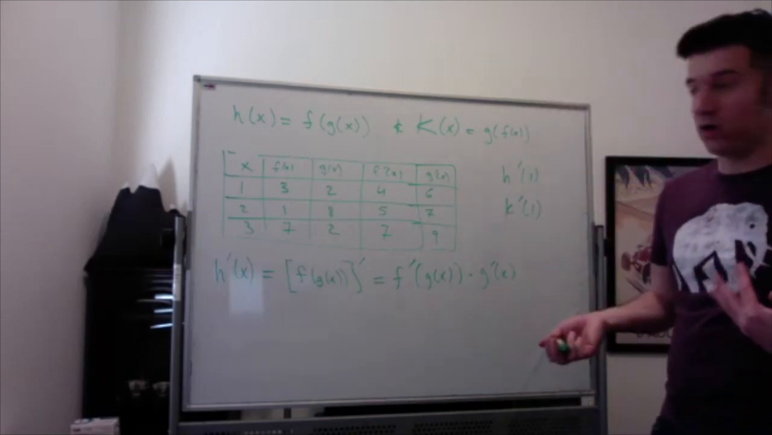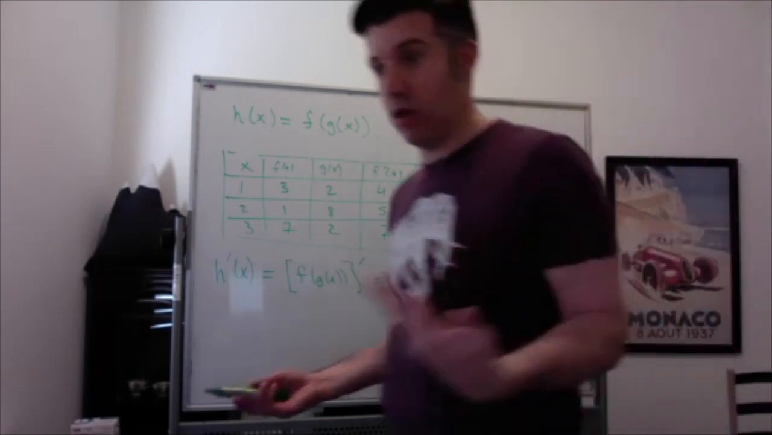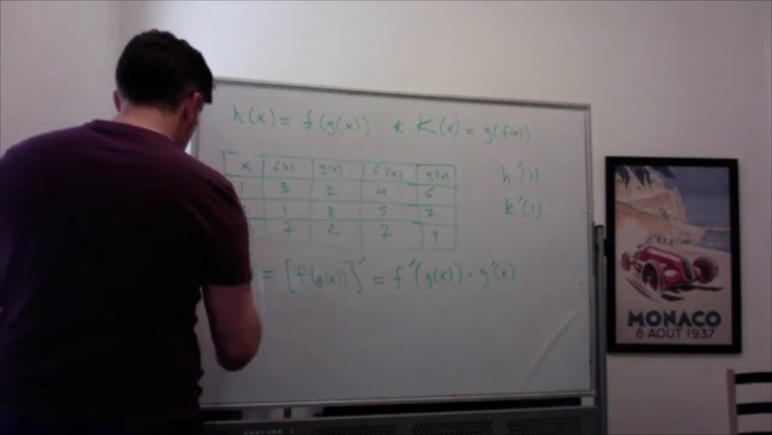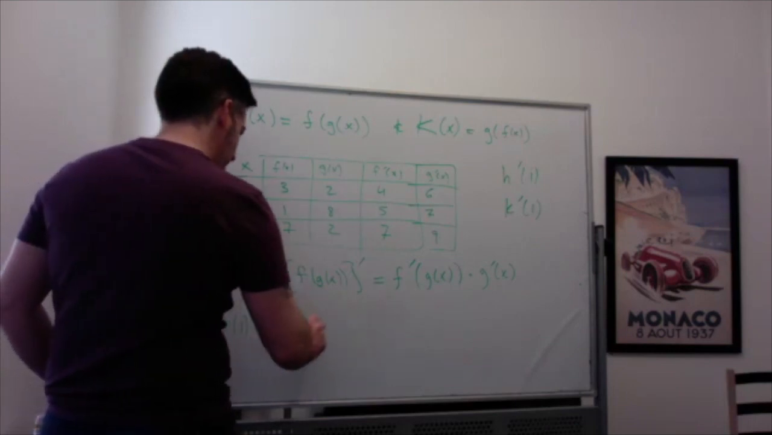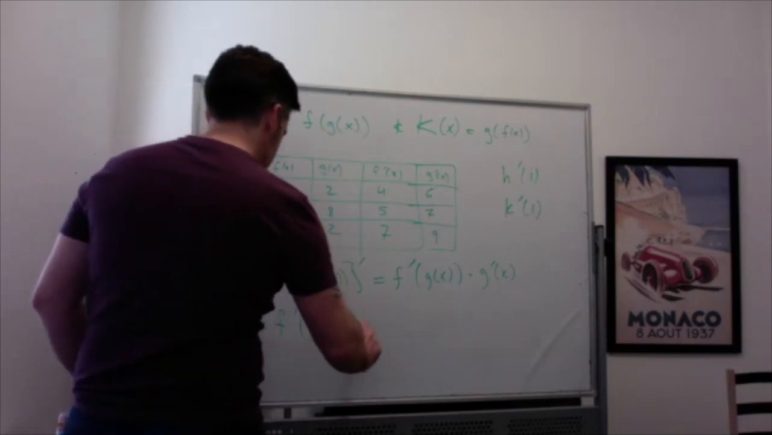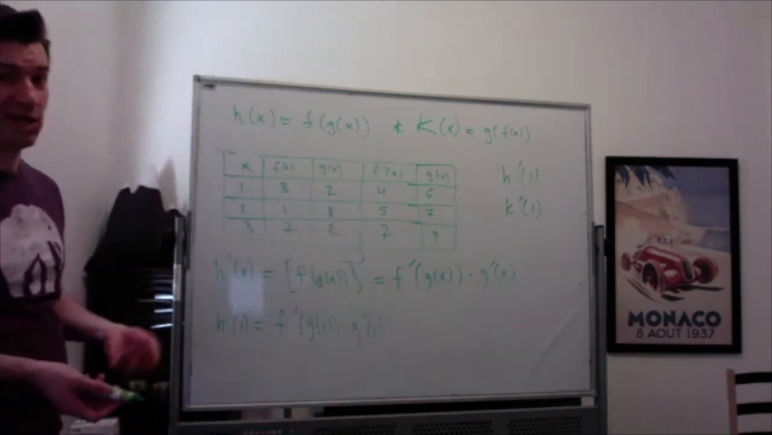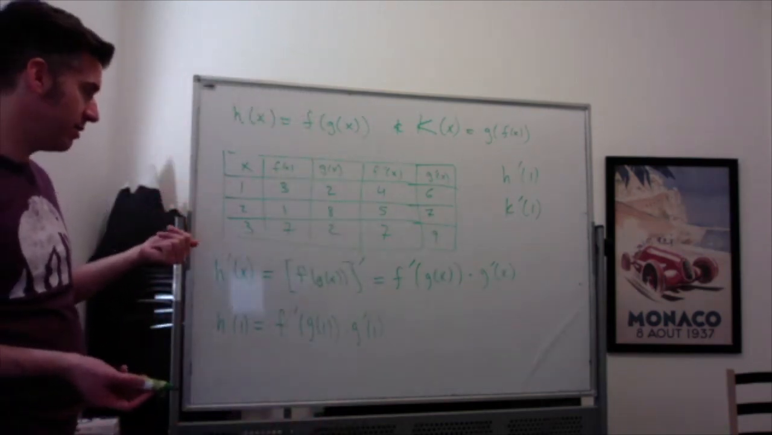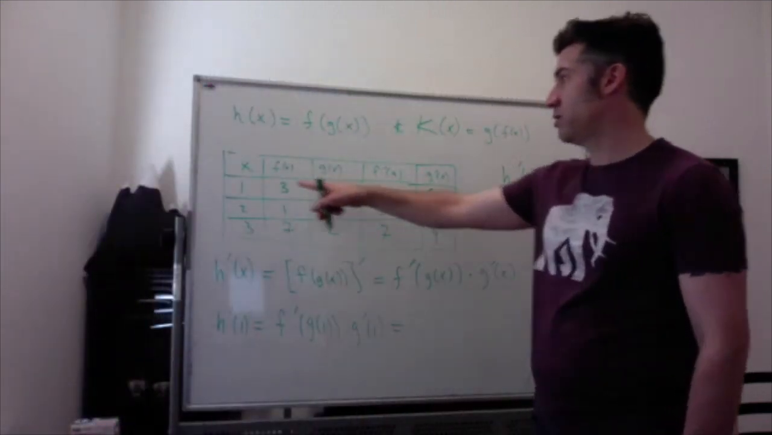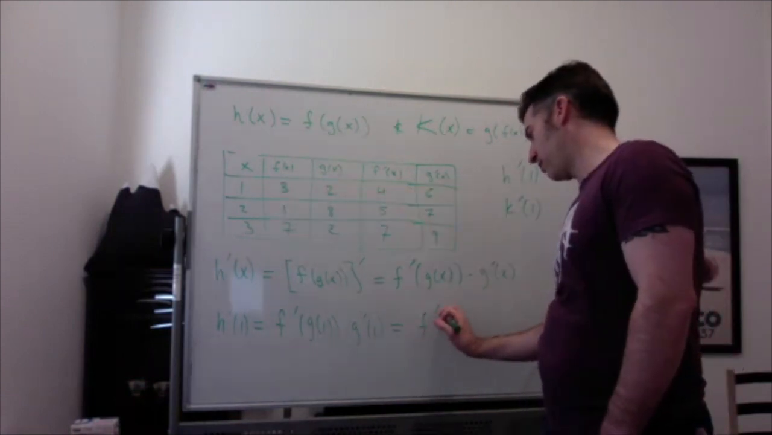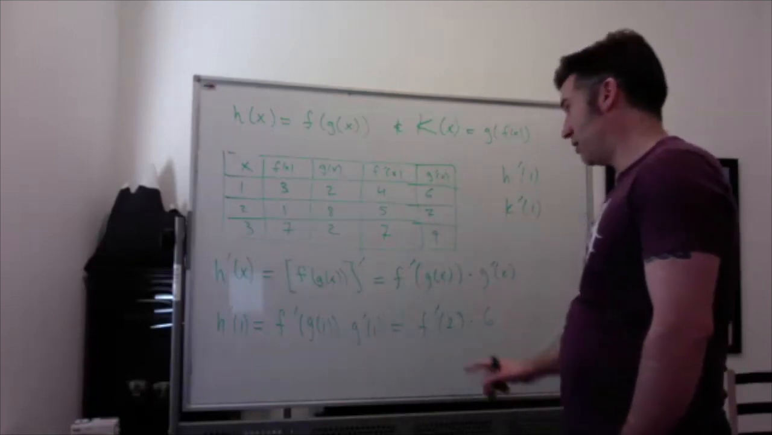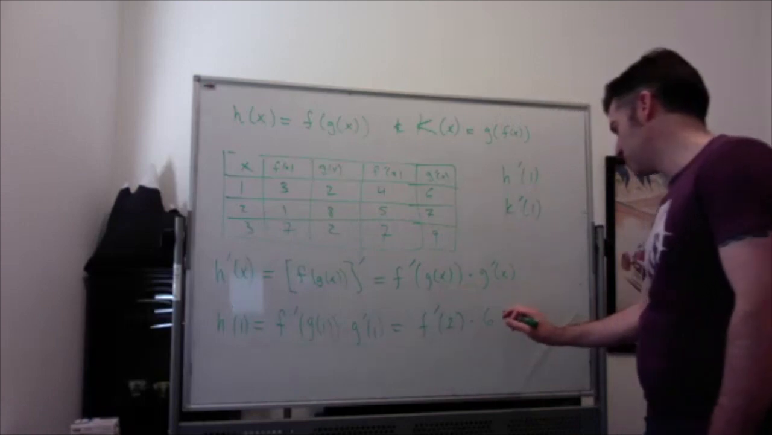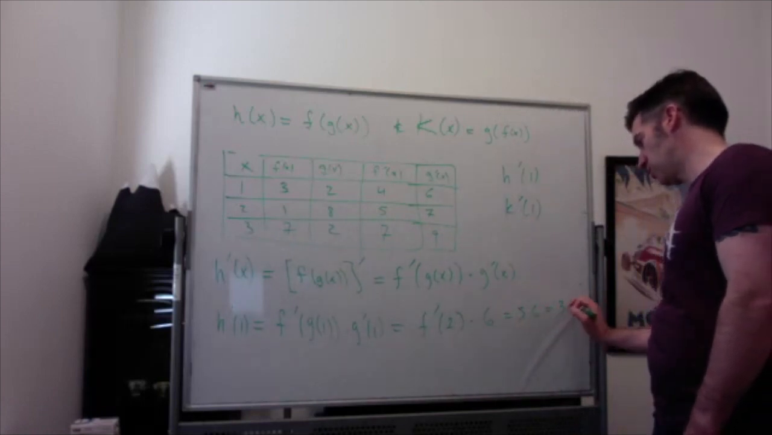Now that we actually know what h prime of x is, we're going to write h prime of 1. I'm just going to plug in a 1 for the x. So I'm going to get f prime of g of 1 times g prime of 1. Now I'm going to look at the chart to see what's what. g of 1 is 2, so that's f prime of 2 times g prime of 1, which is 6. And f prime of 2 is 5. So I get 5 times 6, which is 30.